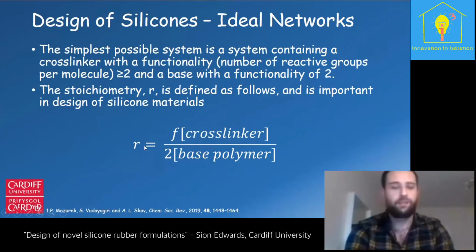So R is equal to F, the functionality, multiplied by the concentration of the cross-linker, over 2 times the concentration of the base polymer. So 2 is the functionality of the base polymer.